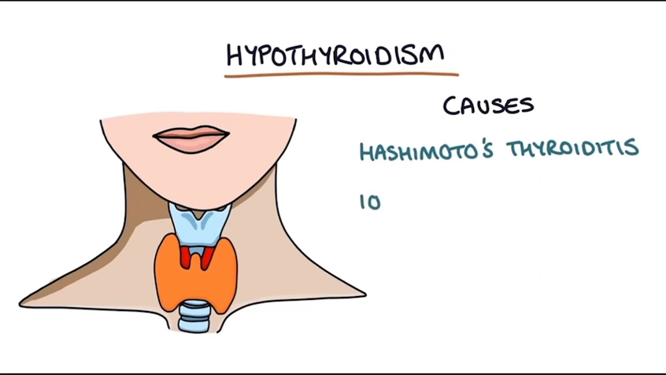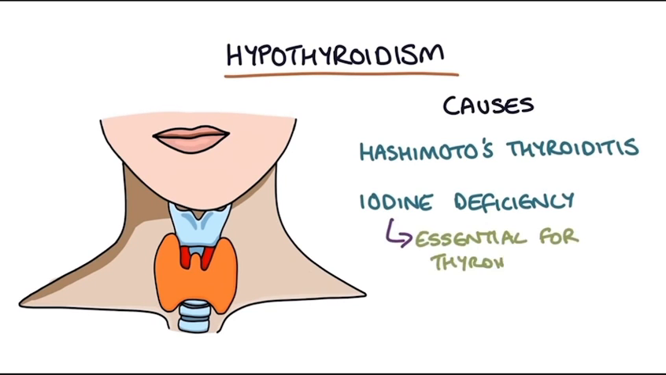Iodine deficiency is the most common cause of hypothyroidism in the developing world, and this is because iodine is essential for the production of thyroid hormones. Iodine is added to foods like table salt to prevent iodine deficiency and to prevent hypothyroidism.